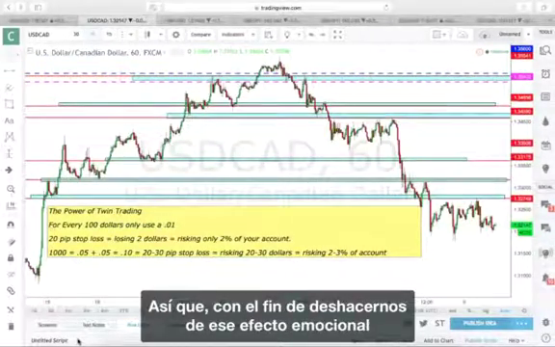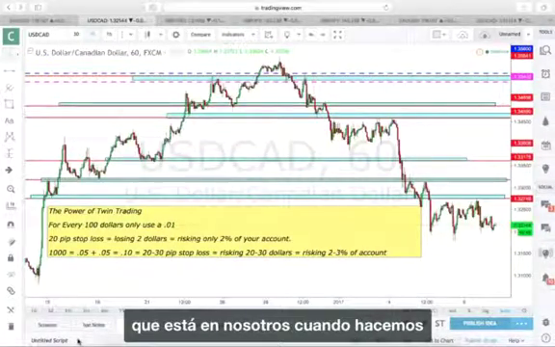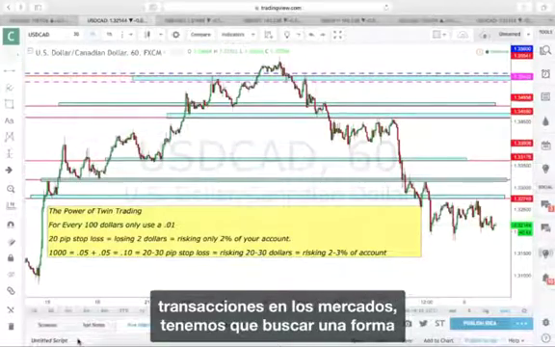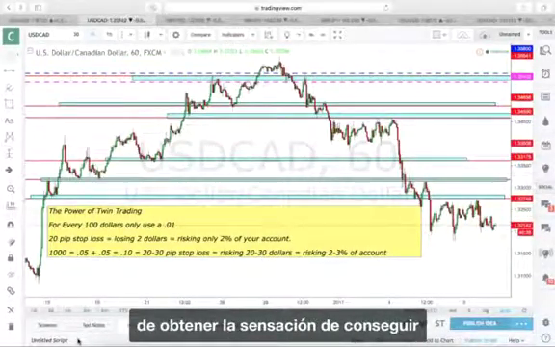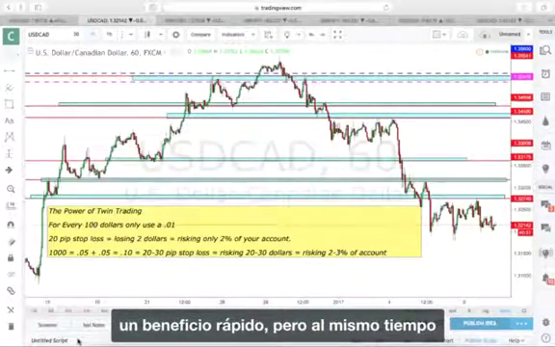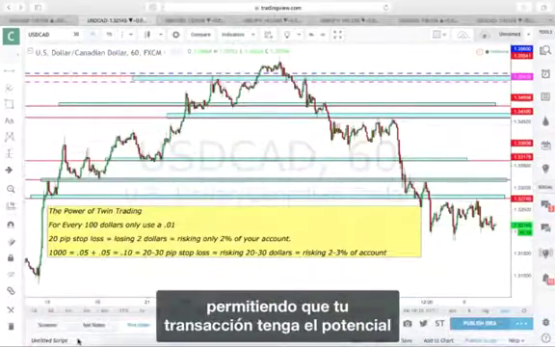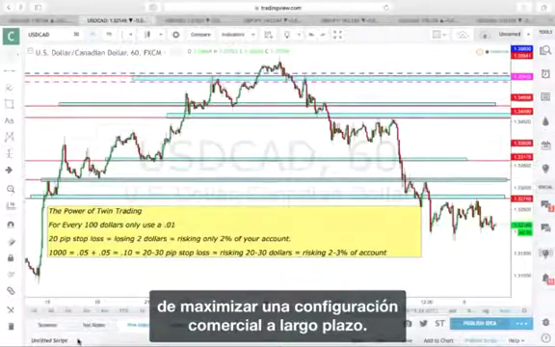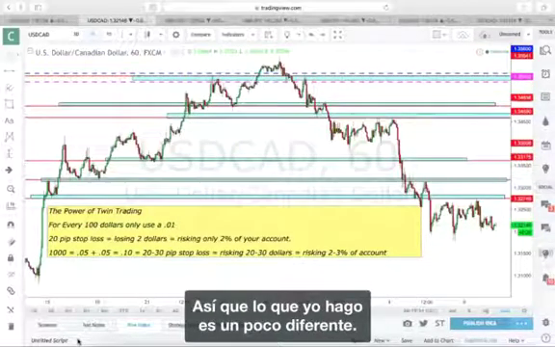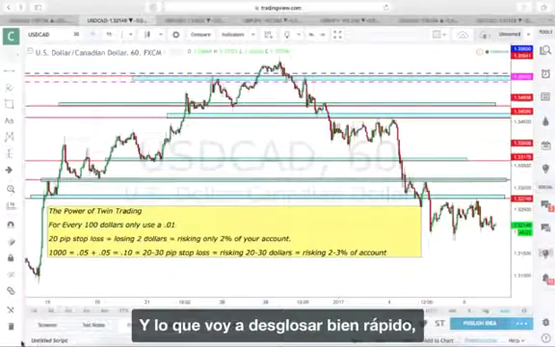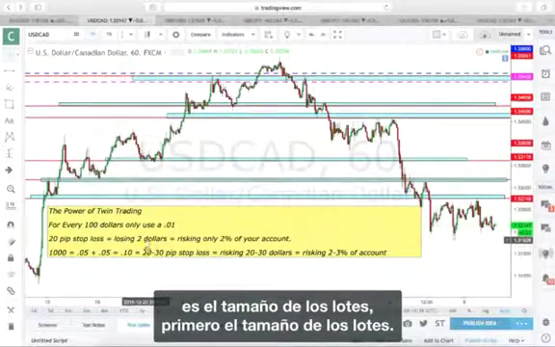So, in order to be rid of that emotional effect when it comes to trading in the markets, we have to find a way to get the feeling of taking fast profit, but at the same time also allow your trade to have the potential of maximizing a long-term trade setup. So what I do is a little bit different, and what I'm going to break down real quick is the lot sizes. Okay, the lot sizes first.